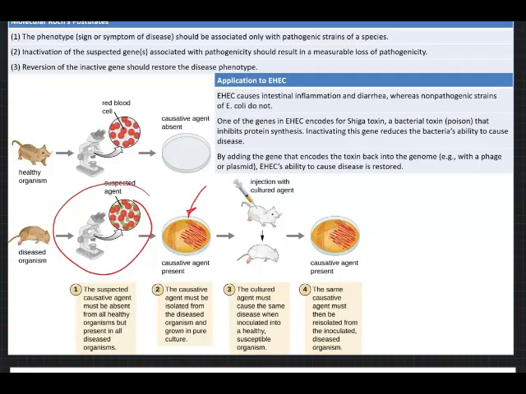For instance, Middle Eastern respiratory syndrome, the coronavirus, MERS coronavirus, took quite a while to isolate in pure culture. And Warren and Marshall, it took them 8 months to finally grow Helicobacter pylori. And then the biggest trick, the third postulate. When the agent is injected into a susceptible organism, it must cause the same disease.